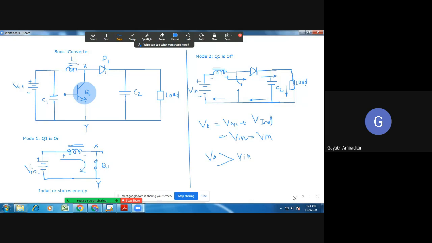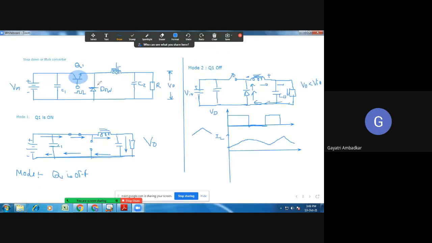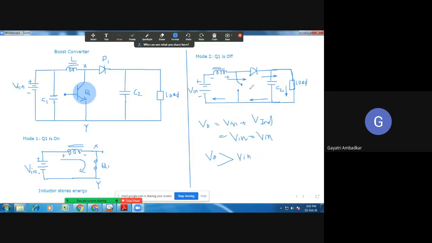In the first case, the average output was less than the input voltage. It is equal to or less than input voltage, so we call it a buck converter. And here the output has doubled. So you can say the output voltage is increased in the boost converter.